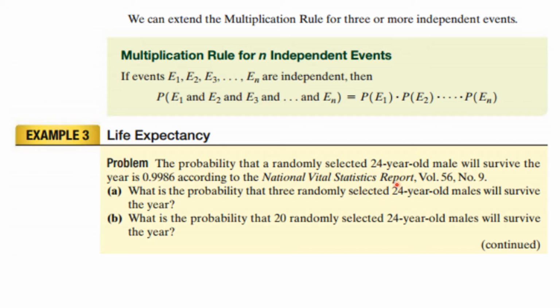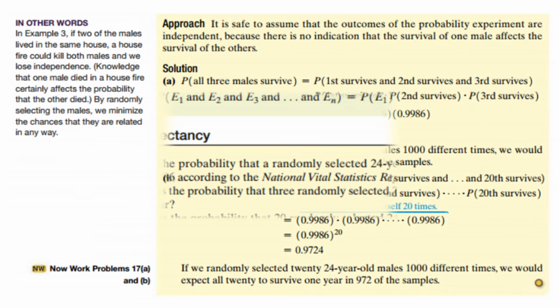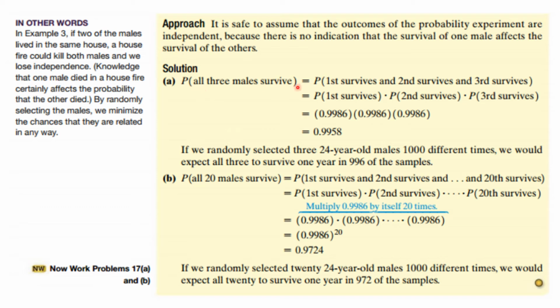The probability that a randomly selected 24-year-old male will survive the year is 0.9986. What's the probability that 3 randomly selected males will survive? They are randomly selected, so they will be independent. This also asks what happens if 20 will survive. Because these are independent events, we're going to multiply the probabilities. So the probability all 3 males survive is the product of the probabilities. We multiply these numbers and we get this.